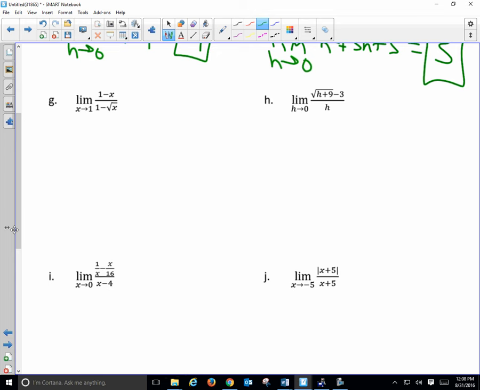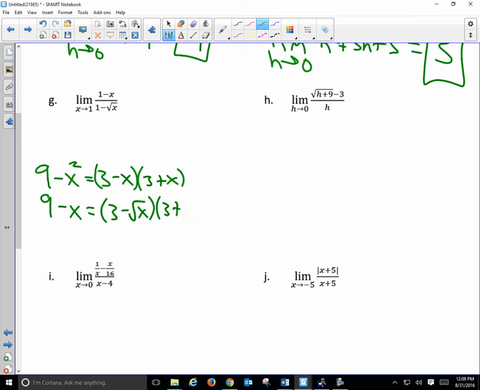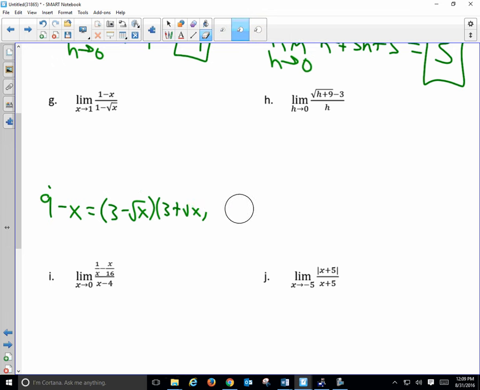Can I show you another thing to do? This is tricky. I'm going to factor it. Watch. Everybody agreed? You okay with that? So watch this. You agree that 9 minus x squared factors to that? 9 minus x factors to 3 minus the root of x times 3 plus the root of x. Right? So I'm going to, what?